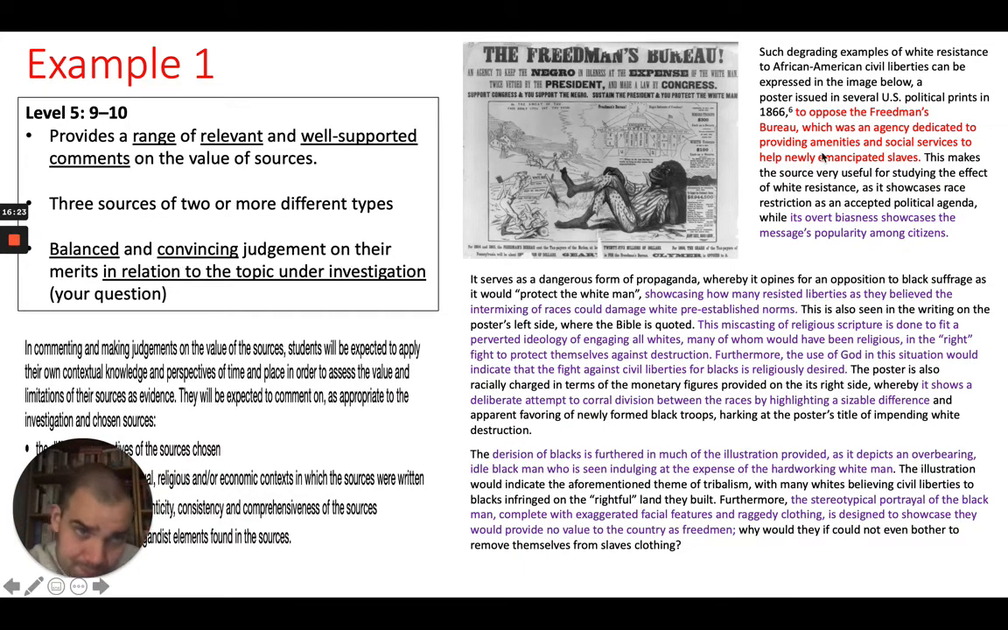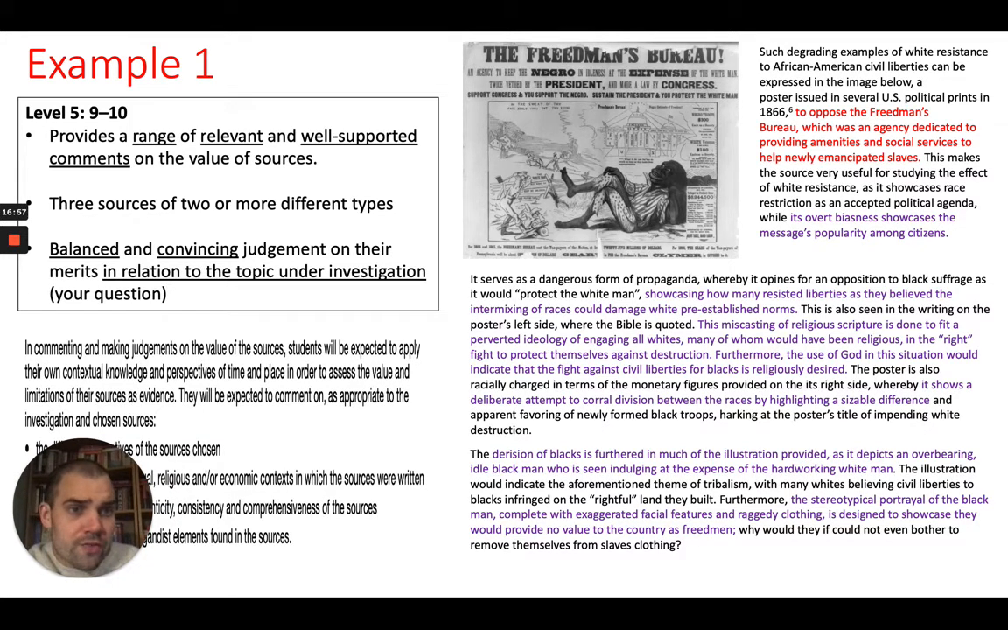So we've got: such degrading examples of white resistance to African American civil liberties can be expressed in the image below, a poster issued in several US political prints in 1866 to oppose the Freedmen's Bureau, which was an agency dedicated to providing amenities and social services to help newly emancipated slaves. Now, I've highlighted that first bit in red just because that shows good contextual knowledge. He's using his knowledge of the context to analyse this source and the role that it's playing by showing his knowledge about what the Freedmen's Bureau was in the American South after the Civil War.